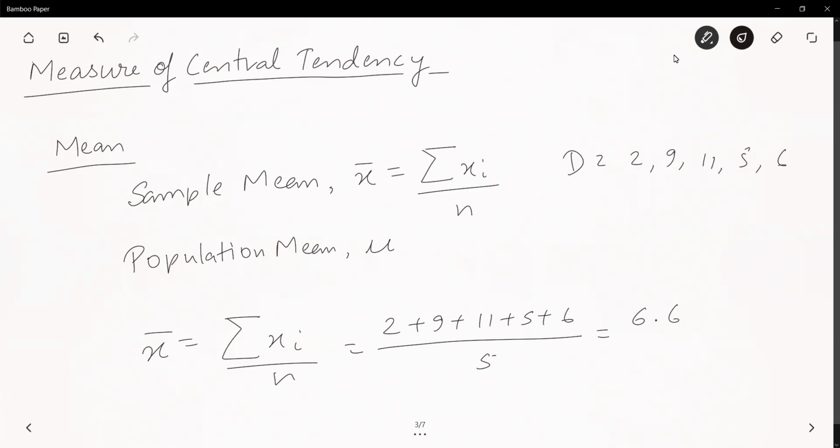In a similar way, the second technique through which we are able to describe our data is called the median. So what is a median? The median is the middlemost value or the middle position. The value which is in the middle of the data set is considered the median.